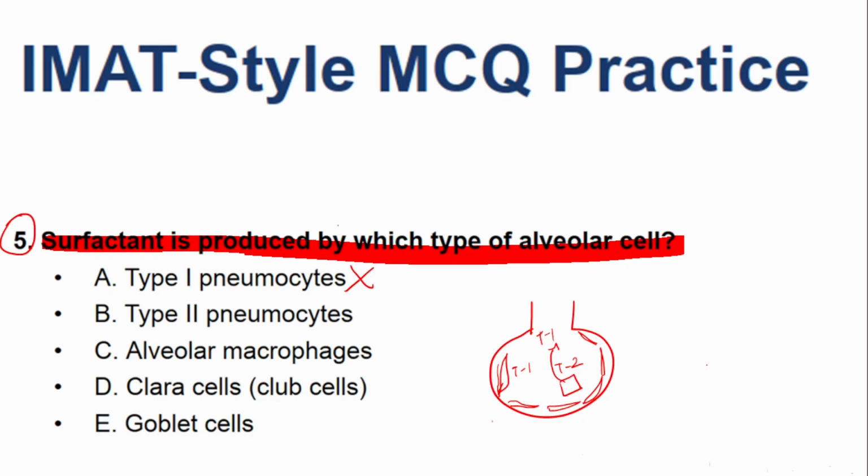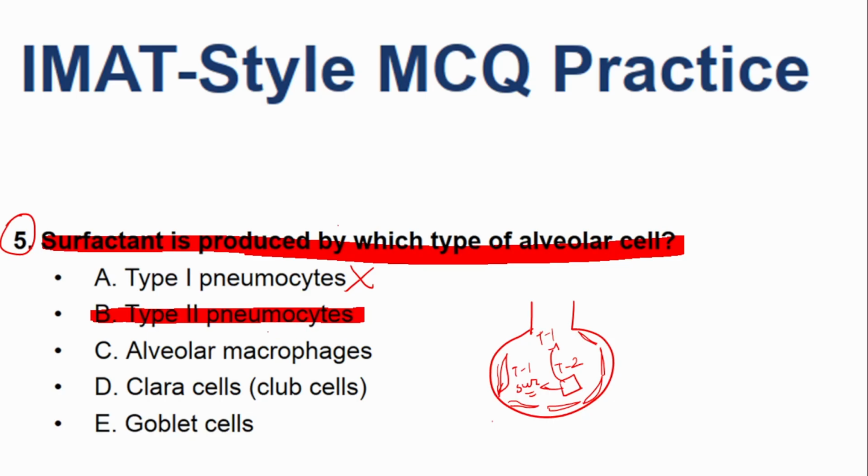Second, and most importantly for this question, they synthesize, secrete, and recycle pulmonary surfactant. Surfactant is a complex mixture of phospholipids and proteins that reduces surface tension inside the alveoli, preventing them from collapsing during expiration. Therefore, option B, type 2 pneumocytes, is our correct answer.